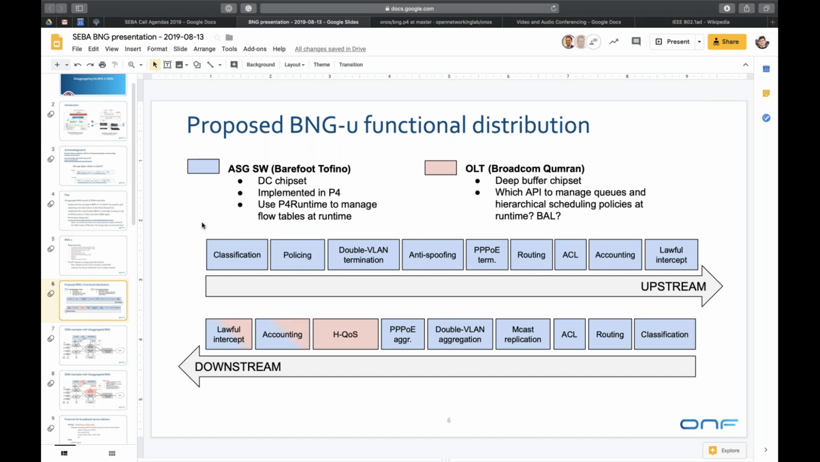And we also have the major benefit that, by using P4 to describe these functions, we get for free an API to manage the forwarding state at runtime. And this API is P4Runtime. When it comes to things like QoS, hierarchical QoS, unfortunately, Tofino, like many other data center class ASICs, was not designed for QoS and buffering intensive applications, but it's more designed for, again, data center class applications, so mostly throughput. That's why we decided to go instead with something like Broadcom QMRAM, which has deep buffers and more advanced QoS functionality.